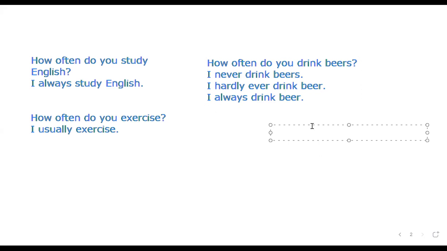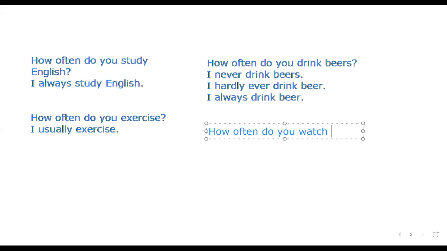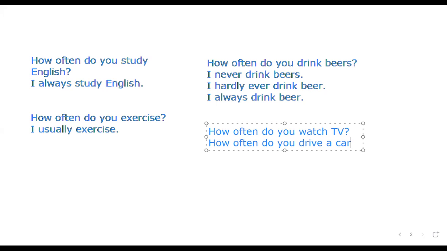Any other question? How often do you? That is the question. Make your question. Tell me, how often do you? Watching TV. Okay, how often do you watch TV? ¿Y la anterior cuál fue? Jonathan, creo que fue. How often do you drive? Okay, how often do you drive a car?